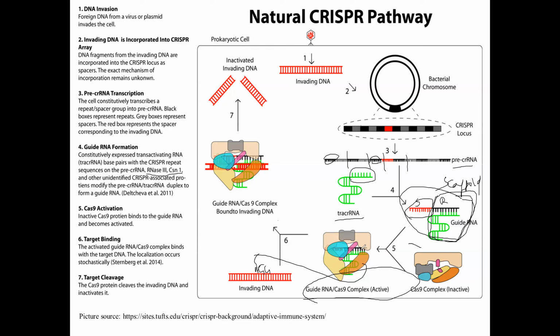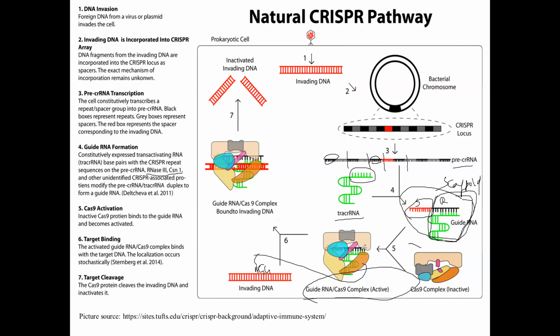Yeah. Understood, right? So this is actually the natural CRISPR pathway which is happening in the bacteria. The phage comes, the phage will inject the nucleic acid. Then some unknown mechanism happens to take a small fragment of this invading DNA and integrate into the CRISPR locus as a spacer.